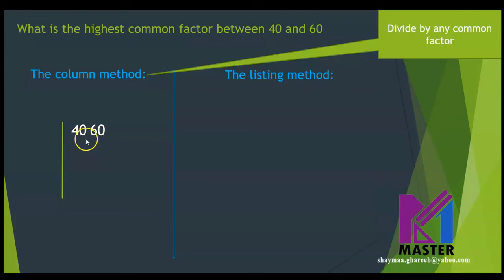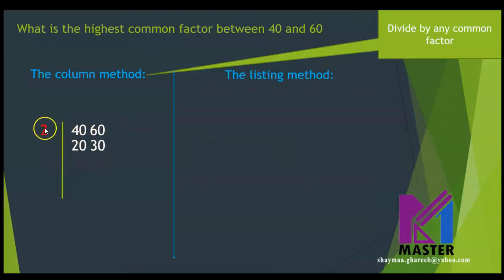We can divide both of them by 5. We can divide both of them by 10. I will start by the smallest one. It's up to you. You can start by any common factor. I will start here by number 2. 40 divided by 2 equals, I will write the answer here, 20. Then 60 divided by 2 equals 30.